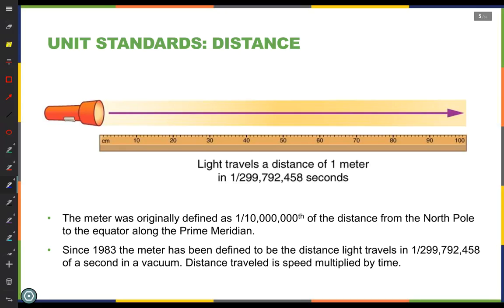In 1983, which is when I was in high school, they defined the meter to be exactly the distance light travels in a vacuum in 1 divided by 299,792,458 seconds. Why do that? Because now, if you can measure the time accurately, you can determine the meter accurately anywhere on Earth. You just make a vacuum, shine light, and figure out that distance. Of course, it's not as easy as I just said, but it's doable.